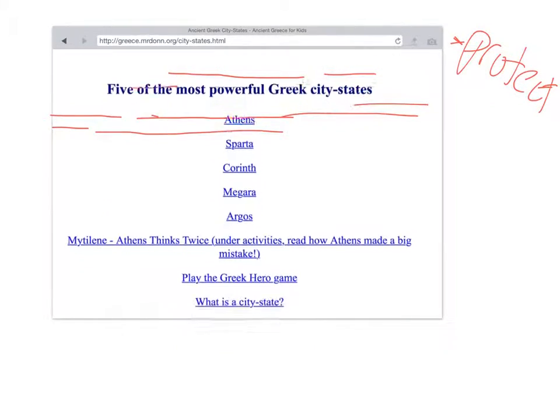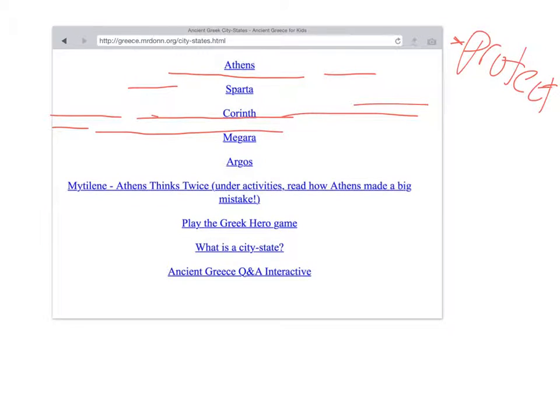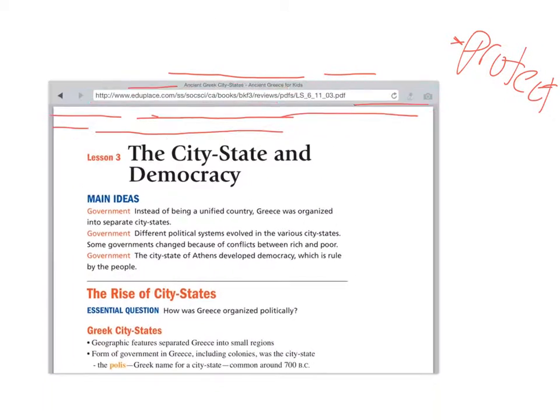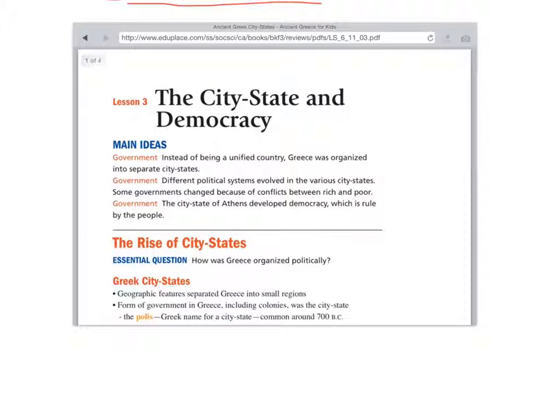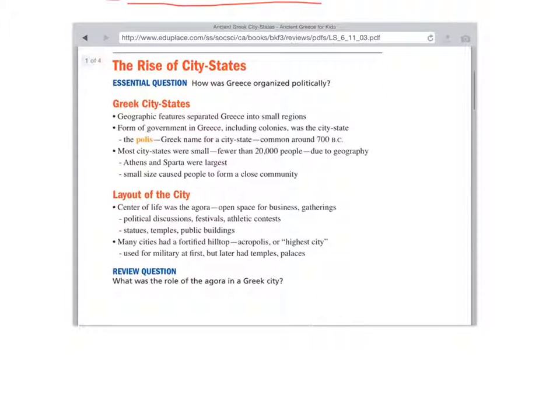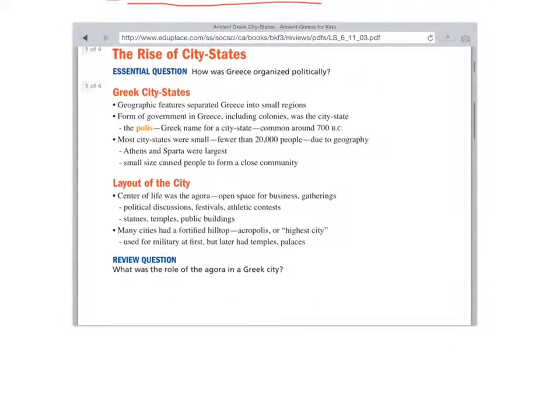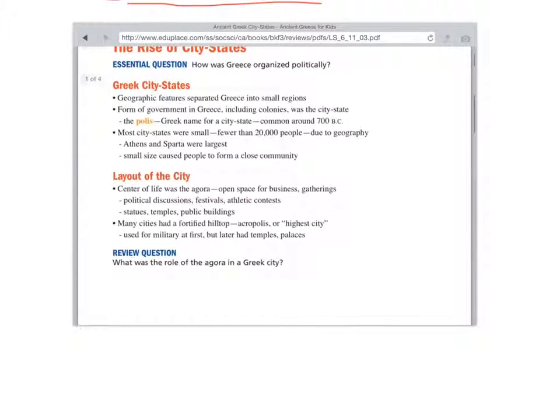So I want to come down here and look at what a city-state is. Let's move this out of the way of those lines there. This document here is really going to hit the way that the city-states were structured, and how they eventually led to democracy. So looking at the rise of city-states: the Greek city-states' geographic features separated them into small regions, kind of like I talked about.